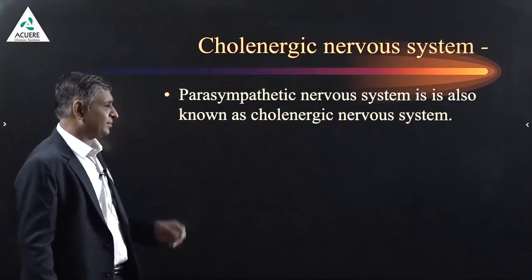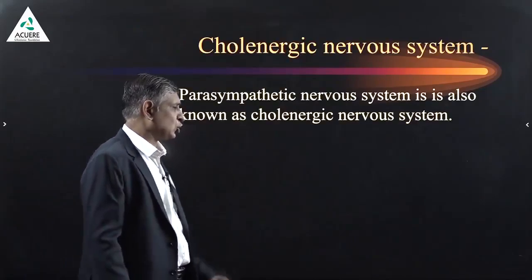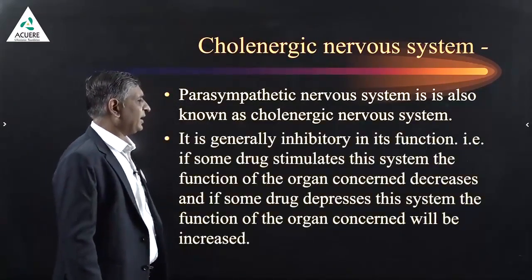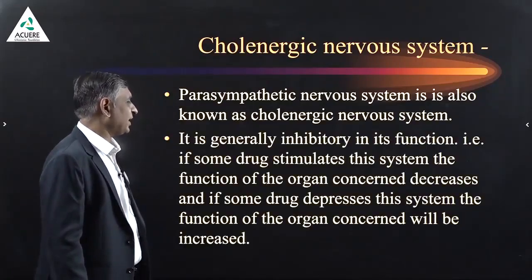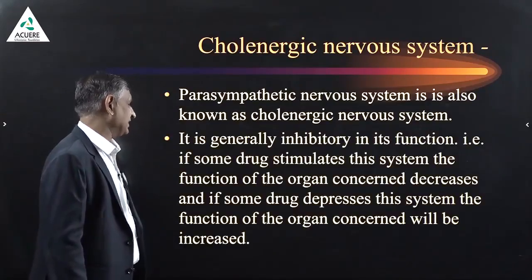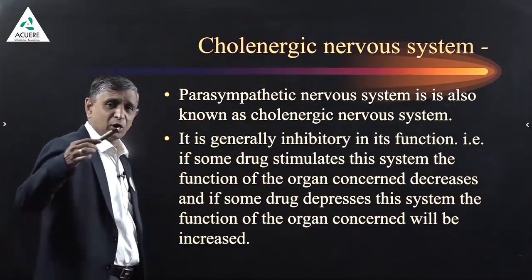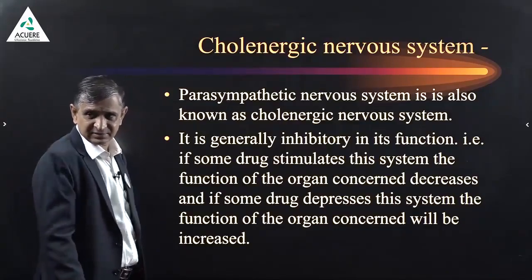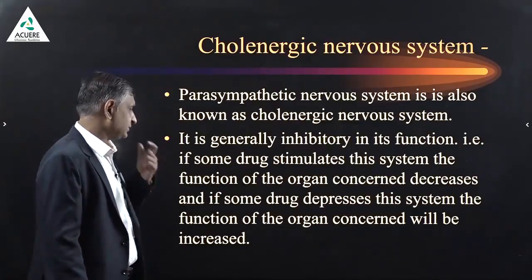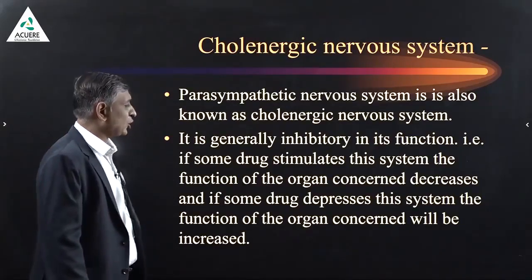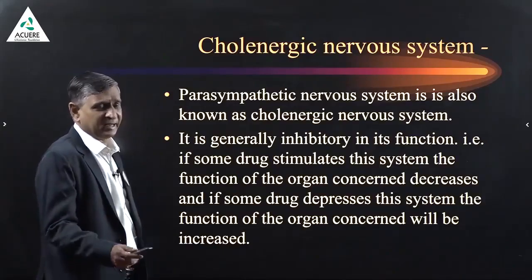Cholinergic nervous system. Parasympathetic nervous system is also known by the name cholinergic nervous system. It is generally inhibitory in its function. That is, if some drugs stimulate the system, the function of the organ concerned decreases. When you stimulate the cholinergic nervous system, function of the organ concerned decreases. Yes. And if some drug depresses the system, the function of the organ concerned will be increased.